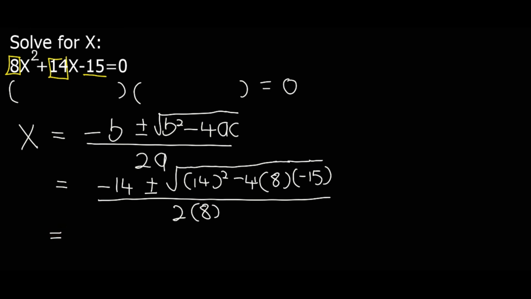From this step, you press everything on the calculator, because I don't want to solve this quadratic problem, I only want to find the factors. So press this whole thing: minus 14, then plus, then open the root, 14 squared minus 4 times 8 times minus 15, then divide by 2 times 8, and then when you finish, you do the same thing but with minus.